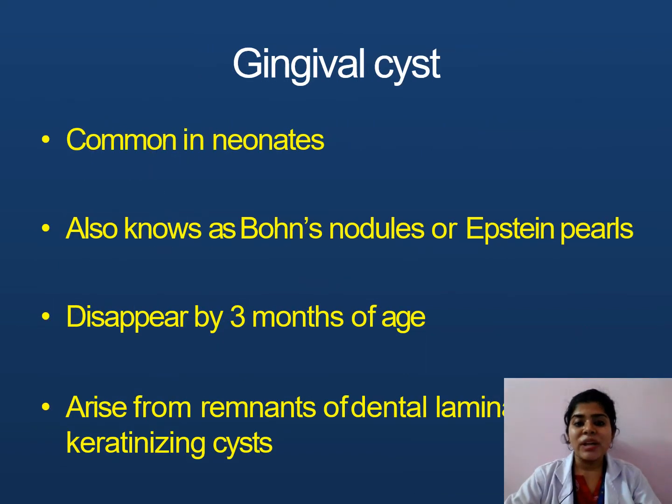Gingival cysts are common in neonates, also known as Bohn's nodules or Epstein pearls, and disappear by the third month of age. They arise from the remnants of dental lamina.